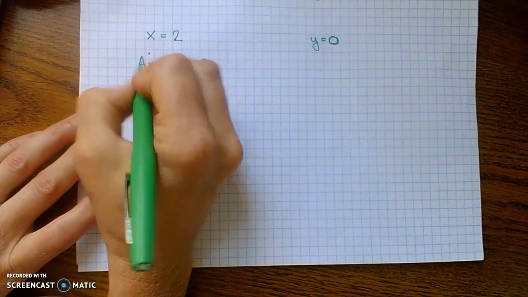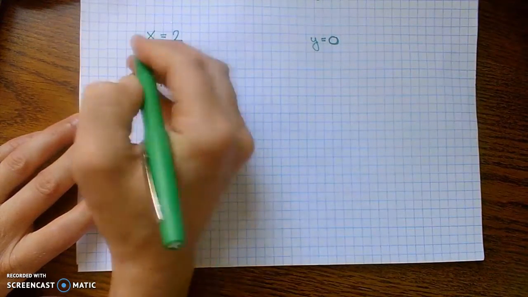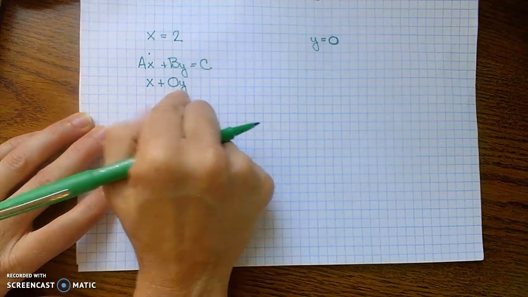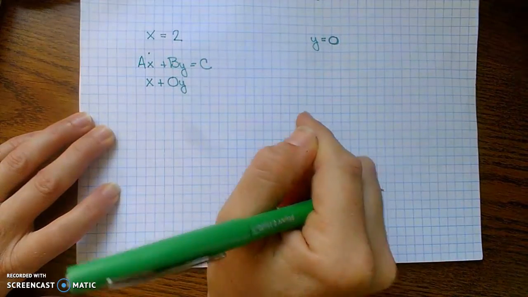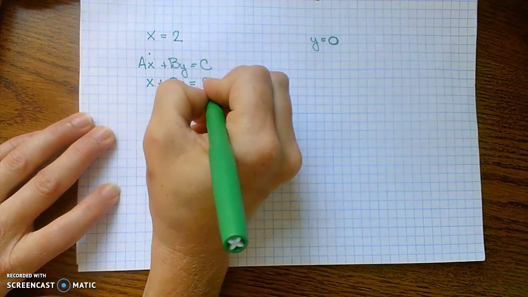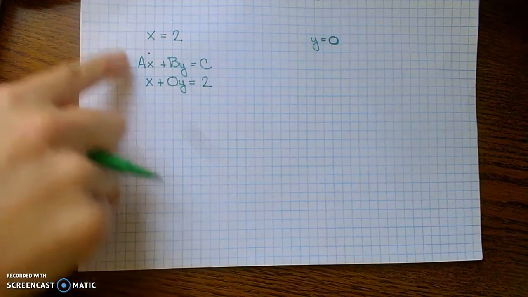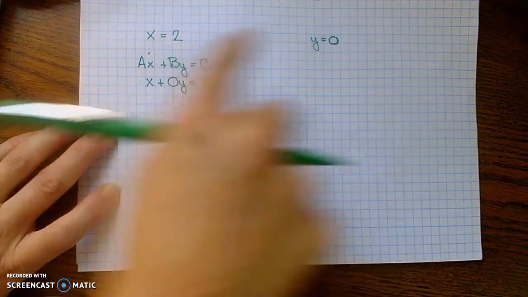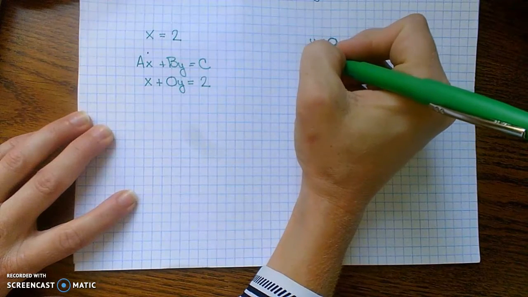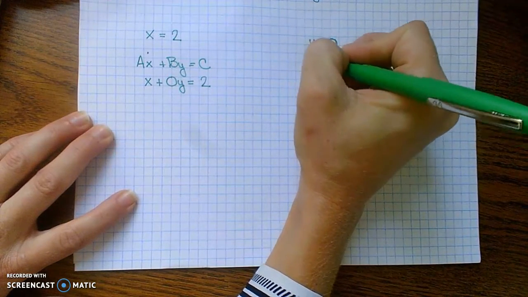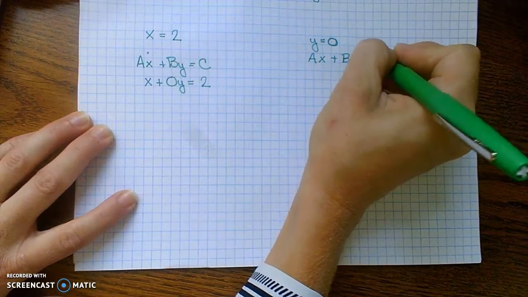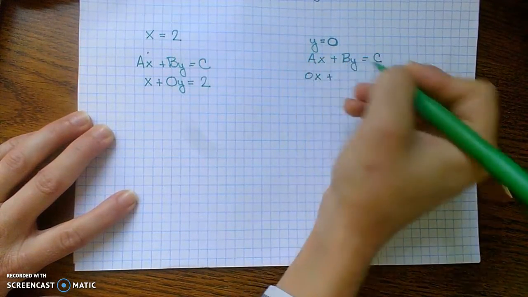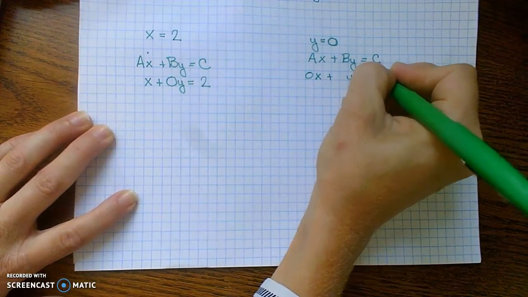So here's my x. A is 1, right? So 1x plus, there's no y, but I can say 0y, because 0 times y is 0, and then you don't have to write it. And then equals 2. So this equation, x equals 2, and this equation are exactly the same. All right, so now let's look at this one, y equals 0. If I put this equation in the form ax plus by equals c, there's no x, so it would be 0x plus 1y equals 0.